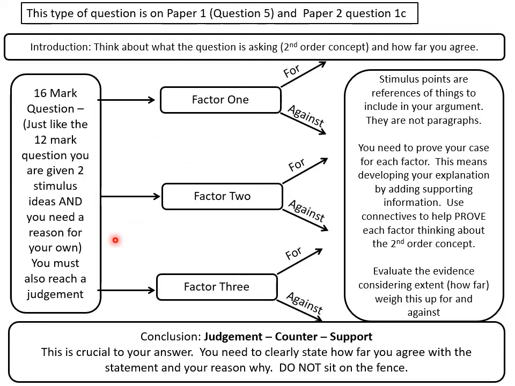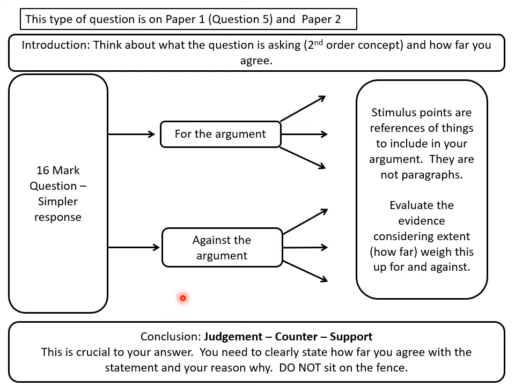Way 1 is shown on the board here in front of you, where for each reason you give, and I would suggest maybe starting with the factor you're given in the question. So you're given a statement and saying how far do you agree. So give reasons for and against that statement. Then pick another reason and give reasons for or against that being the main reason. And then for your third factor do the same, and then reach an overall judgment. Don't sit on the fence, but reach an answer.